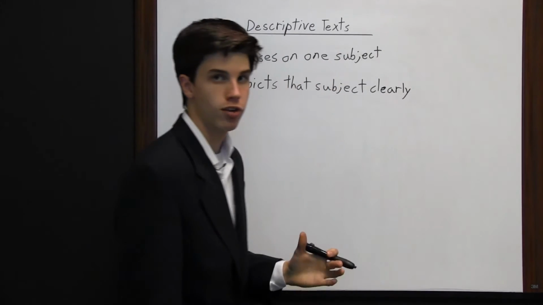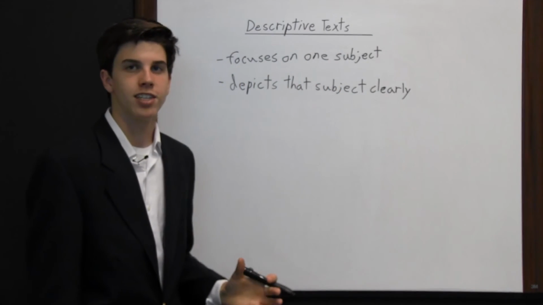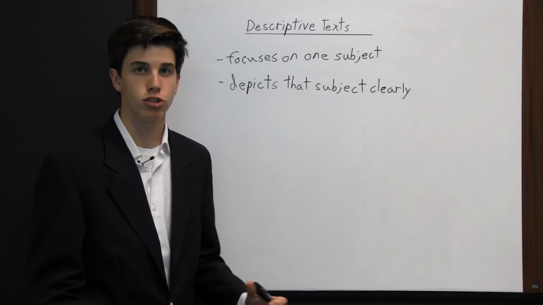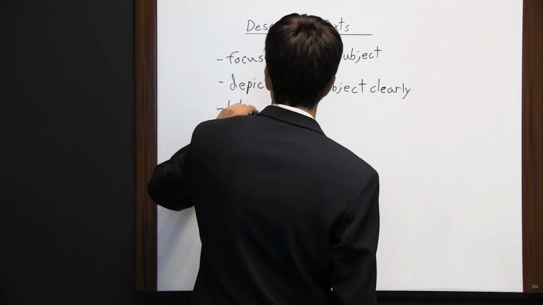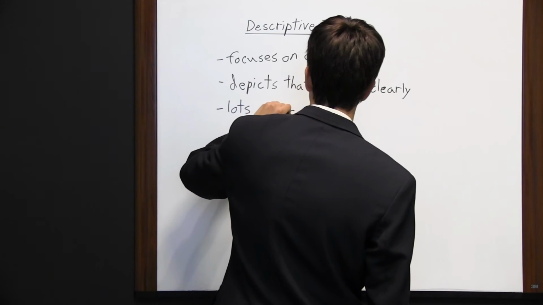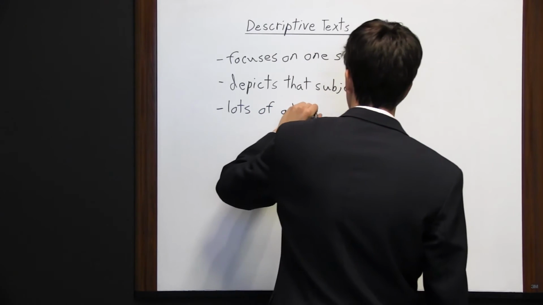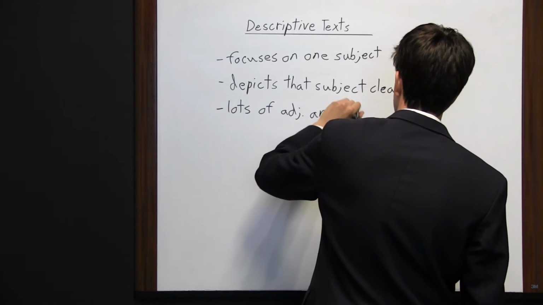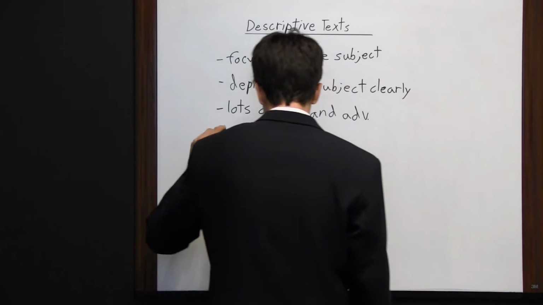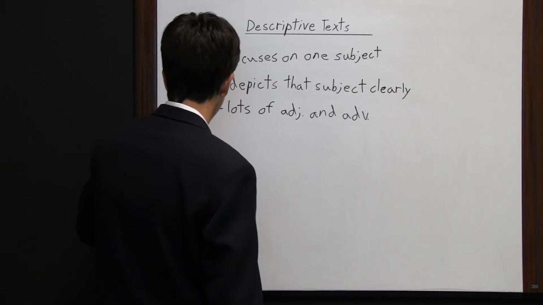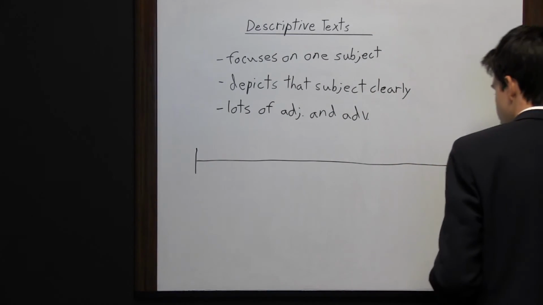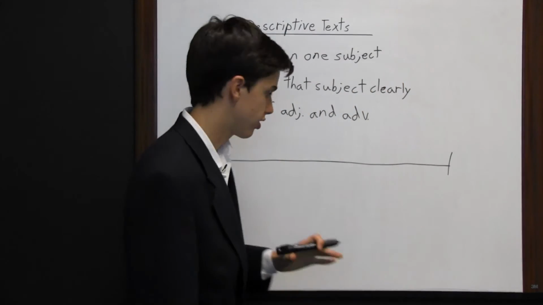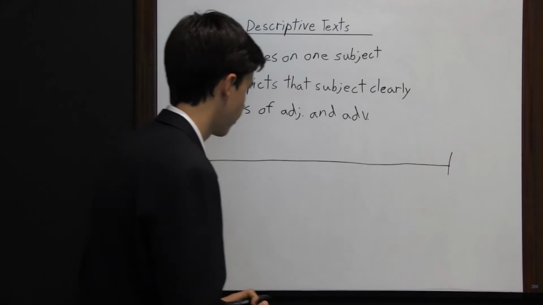And when you think of describing something, that means using lots of adjectives and adverbs, lots of descriptive words. So, as you can imagine, a descriptive text is going to have lots of adjectives and adverbs. So I'm just going to abbreviate adjective and adverb. When you think about a descriptive text, that means it's going to include details. So you want lots of details in a descriptive text. That's what the writer is going for.